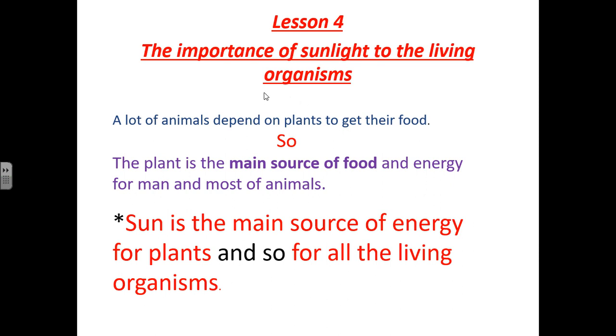Today we are going to study a very interesting lesson about the importance of sunlight to living organisms. We all know that a lot of animals depend on plants to get their food. The plant is the main source of food and energy for man and most animals. The sun is the main source of energy for the plant, and so for all living organisms.